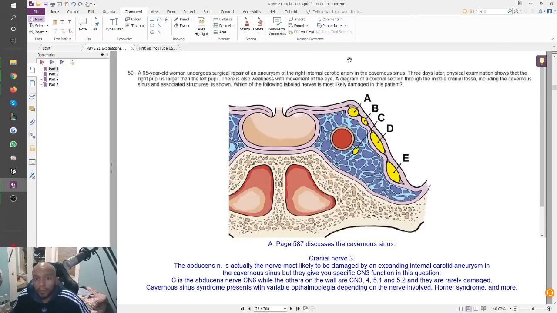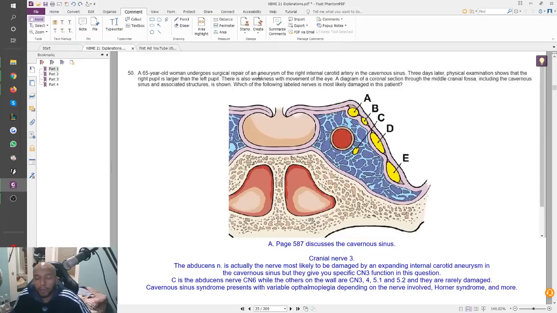And the blown pupil is a cranial nerve 3 thing. The abducens nerve is actually the nerve most likely damaged by expanding internal carotid aneurysm, but they didn't give you enough information to pick the abducens nerve. Normally when this thing expands, it hits this cranial nerve 6 and causes other issues related to abducens nerve. That didn't happen. C is the abducens nerve, cranial nerve 6, while the others are, as we said, 3, 4, V1, V2. Cavernous sinus syndrome presents with variable ophthalmoplegia depending on which nerve is involved, and it can also have Horner syndrome and other things.